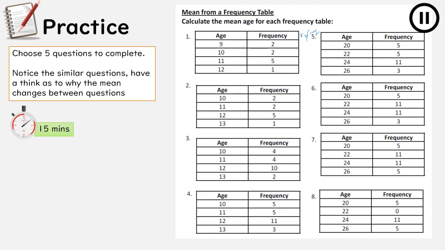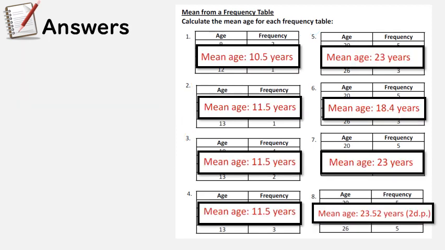Notice some of the questions look really similar. So for example, here and here, question 2 and 3, they both have the ages ranging from 10 to 13. The frequencies just change. So once you find the mean of some of these numbers, think about why maybe the mean has increased or decreased, okay? So pause the video now, give yourself 15 minutes to have a go at those. Okay, time's up, so pause the video now, mark those answers, then we'll have a look at a few together on the next page.